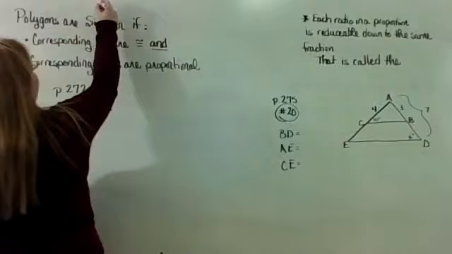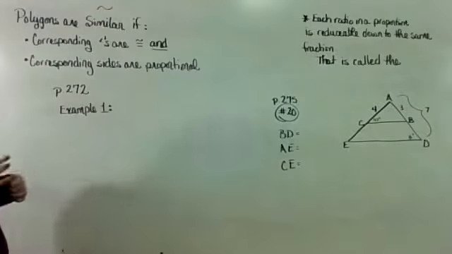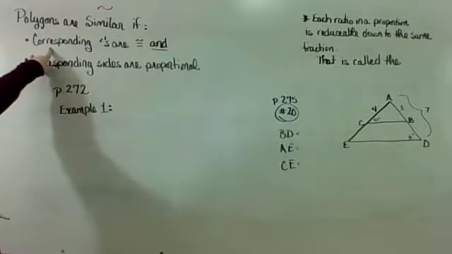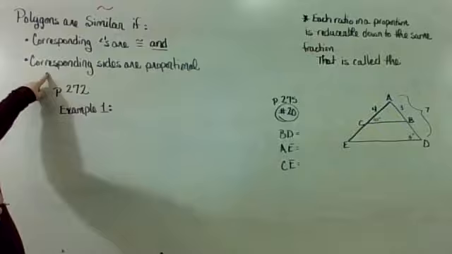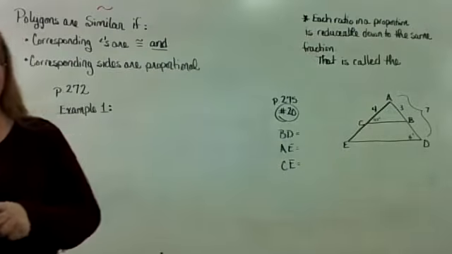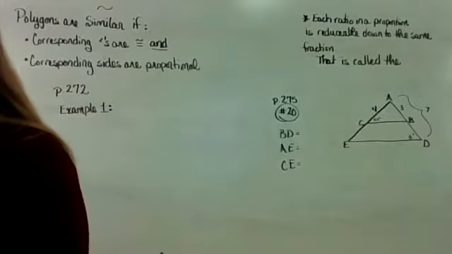Like the symbol for similar is just the top of that congruent symbol. It's just a little squiggly. That means similar. So we know polygons are similar if corresponding angles are congruent and, it's important, corresponding sides are proportional. For example, let's look on page 272 at example number 1 so I can talk about it.